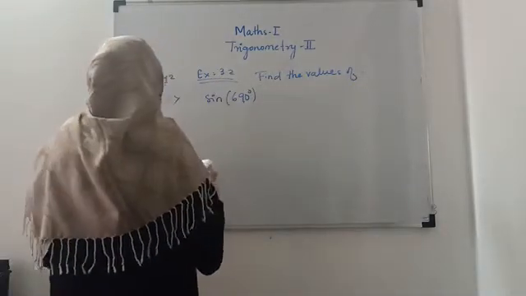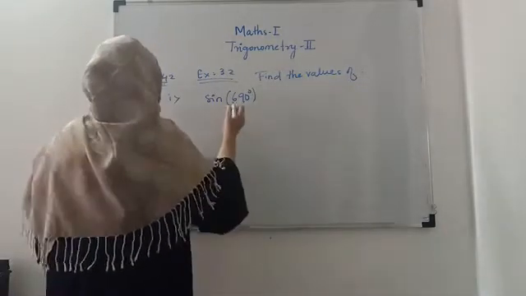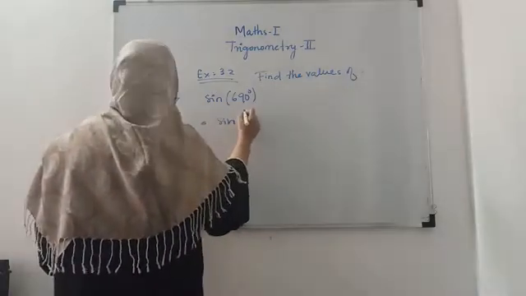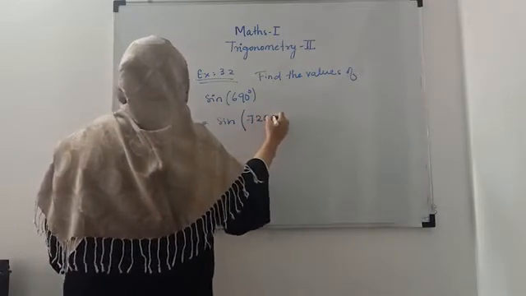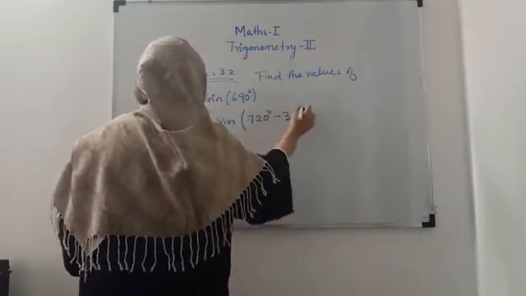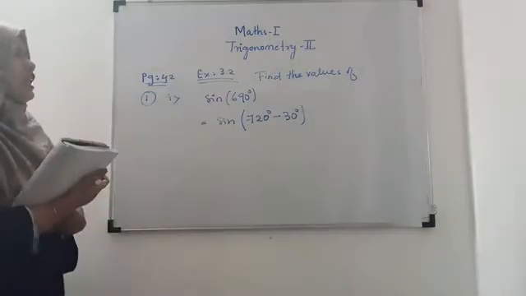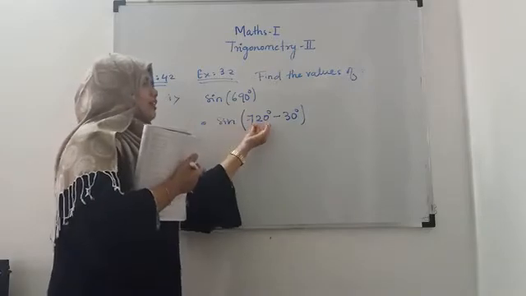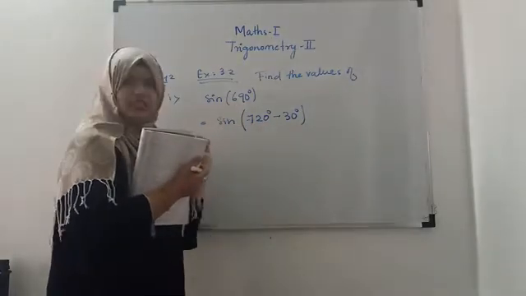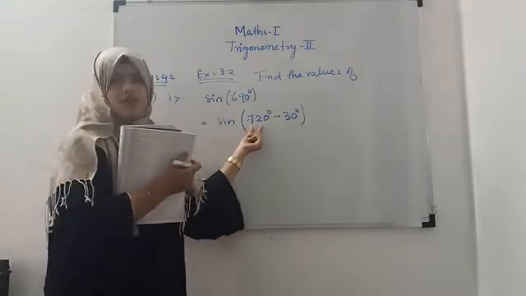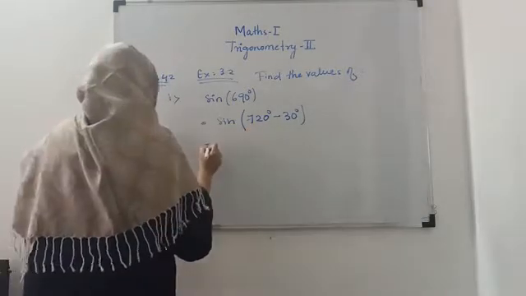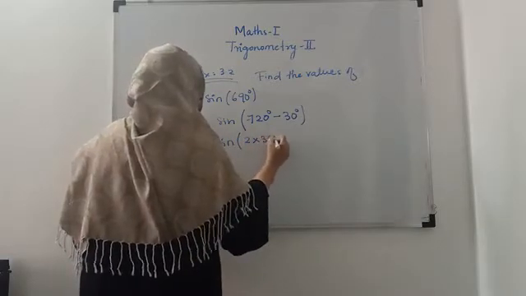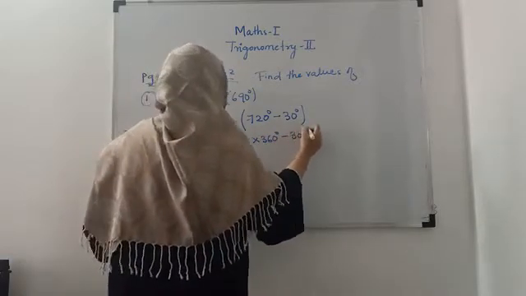Now pi by 2 anything will work. So here the 690 can be written as 720 minus 30 degree. Yes, we have solved this type of problem in the previous class. So 690 can be written as 720 minus 30. 720 is of course a multiple of 2 pi. Right? So this is sine of 2 into 360 minus 30 degree.